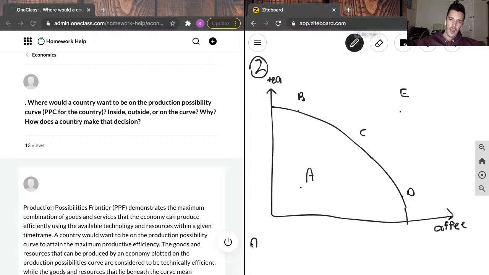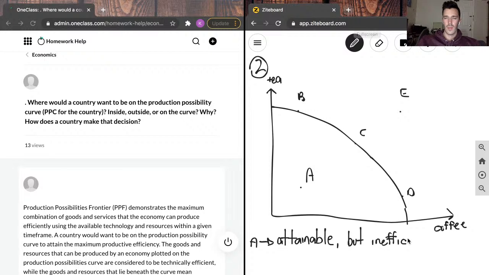So point A, which is inside the curve, is going to be attainable, which means that combination of goods can be produced, but it's going to be inefficient because we could produce more of one good without giving up some of another good. So that's attainable, but inefficient. Did I spell inefficient wrong? You get the gist of it regardless if I did.